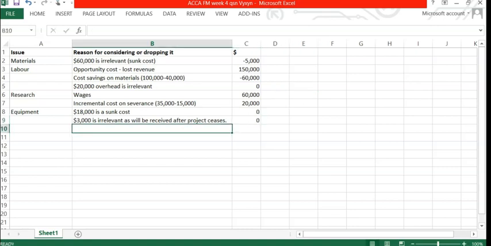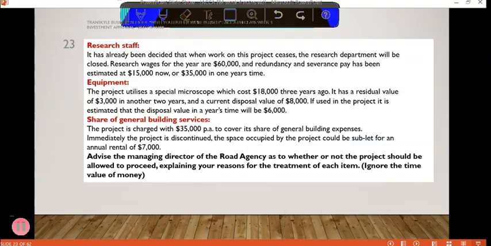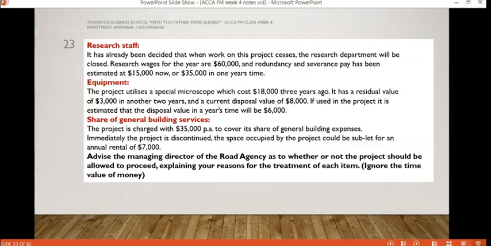All right, what else on this equipment thing? And a current disposal value of 8,000. So the equipment could be sold today and we get 8,000. However, we can't sell the equipment today because we want to continue up to the end of the coming year. So we can't dispose of it.